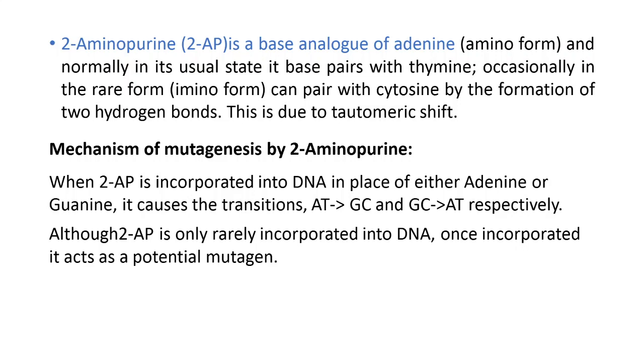And the mechanism of mutagenesis by 2-aminopurine: when 2-aminopurine is incorporated into DNA in the place of either adenine or guanine, it causes transition mutation. That is, during the second replication, you can see there is a change in the base pair from AT to GC and also GC to AT. Although 2-aminopurine is only rarely incorporated into DNA, once incorporated, it can act as a potential mutagen.